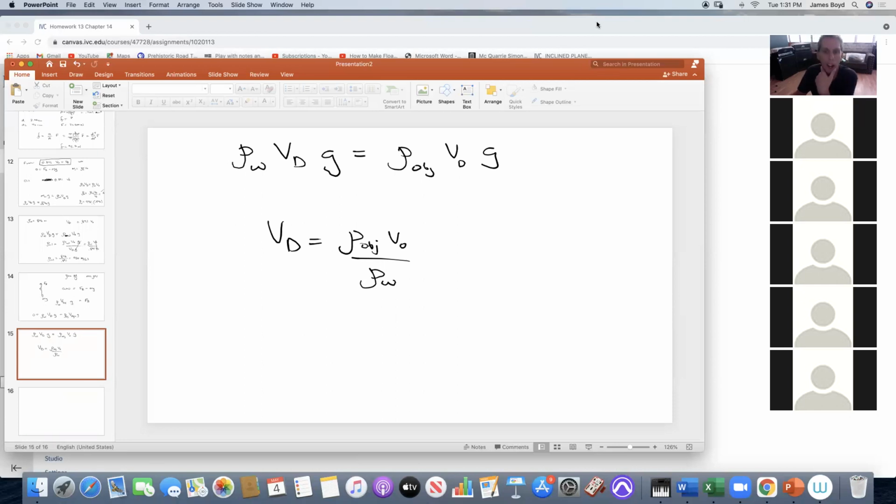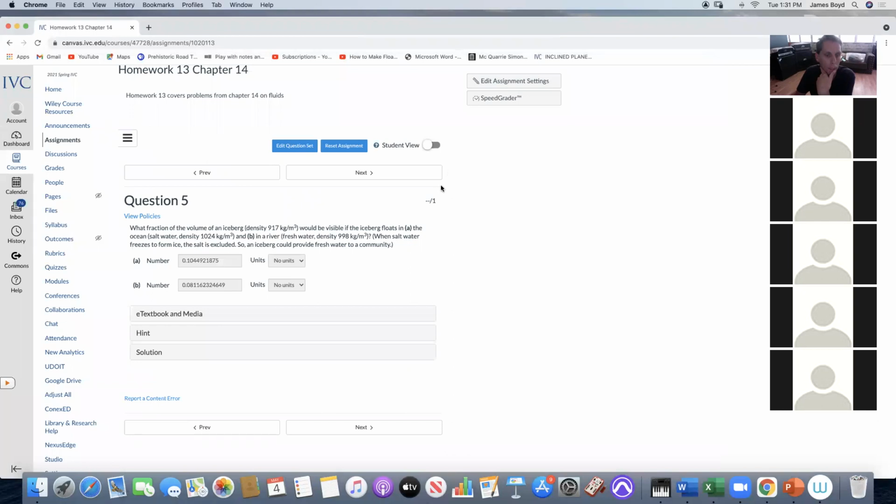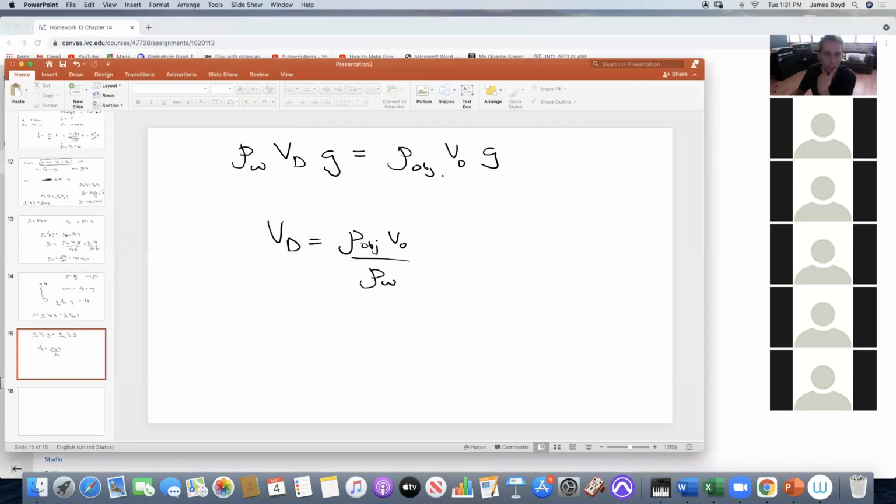And they want to know what fraction would be visible. This is going to give you a fraction. So 1 minus this is actually the fraction you want because you want what's visible.